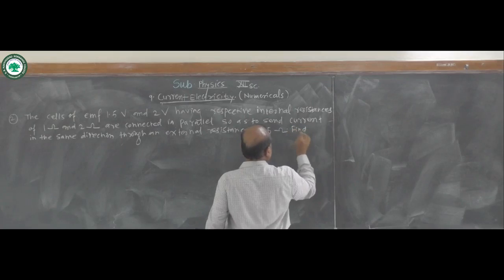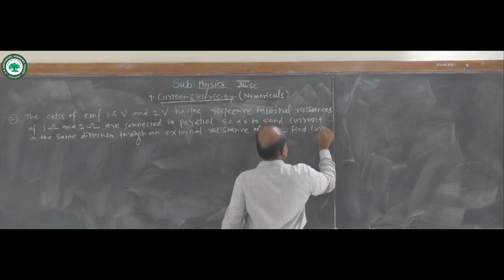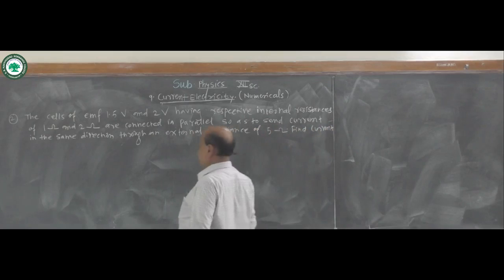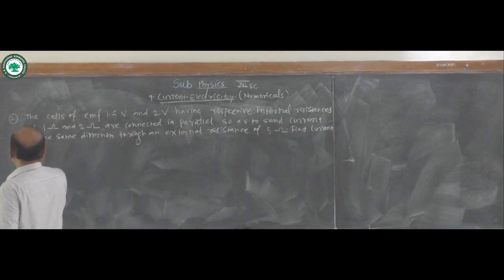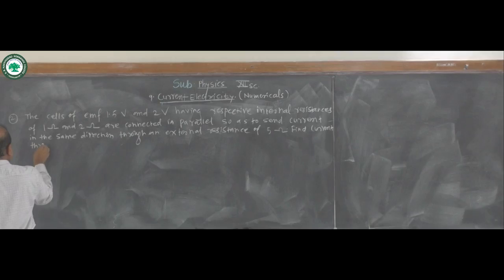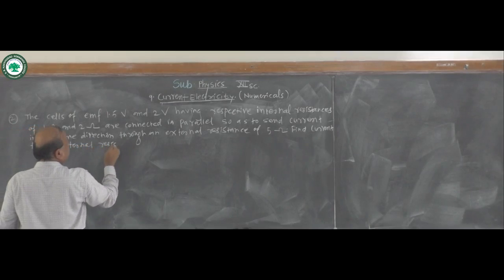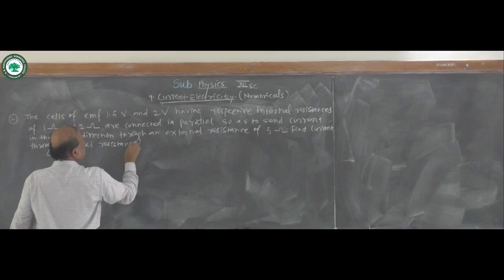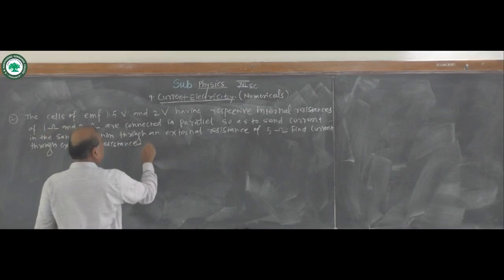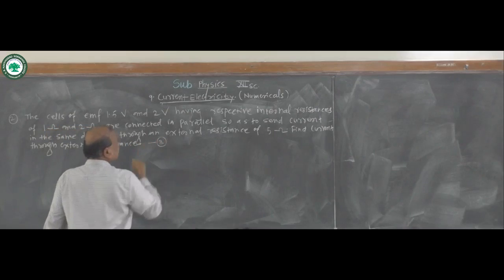Find the current through the external resistance. This is for 3 marks.